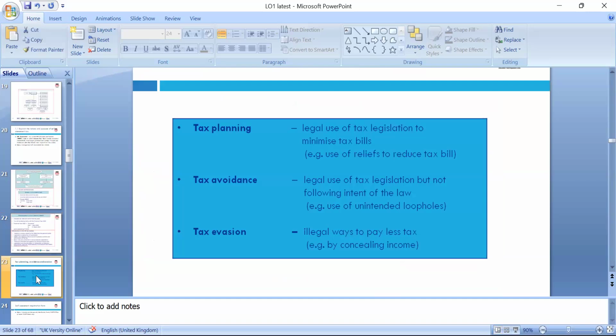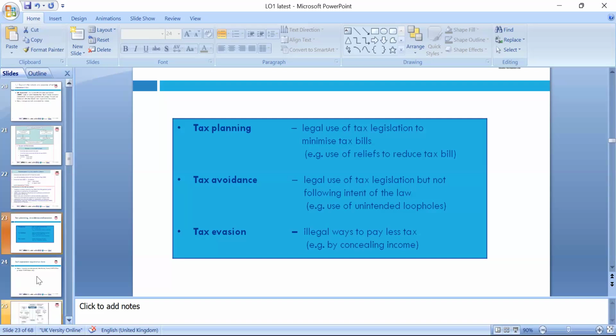Okay, those are quite crucial elements of tax planning: the legal use of the tax to minimize the tax, of course, the expenses and the relief or the personal allowance, or transferring savings or investment into a partner's name, if the allowance can be transferred as well. So tax avoidance is the legal use of the tax legislation but not following the intent of the law, using unintended loopholes. Tax evasion, which is illegal, is paying less tax by concealing income. That we are not supposed to do.